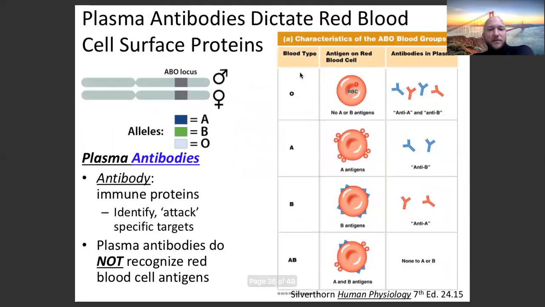All right, so O blood type: no A or B antigens, anti-A and anti-B antibodies. A blood type: A antigens, anti-B antibodies. B blood type: B antigens, anti-A antibodies. AB: A and B antigens, no A or B antibodies.